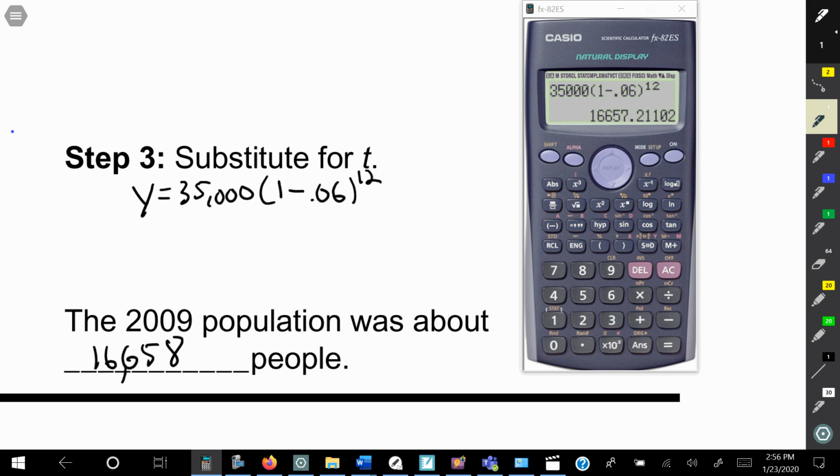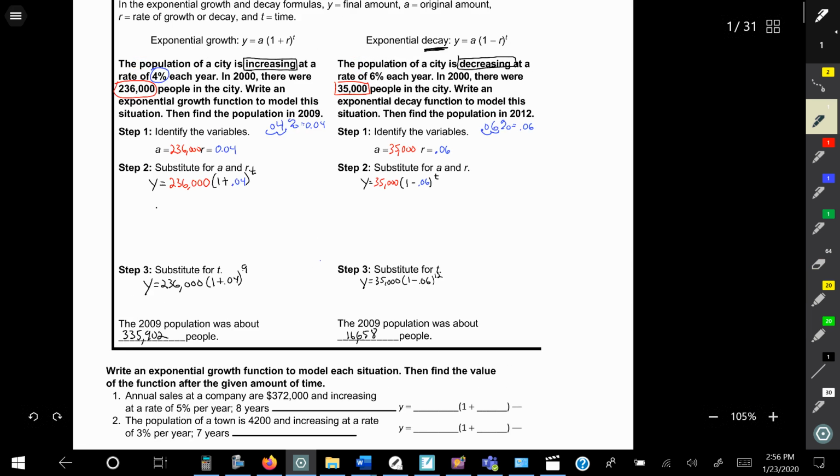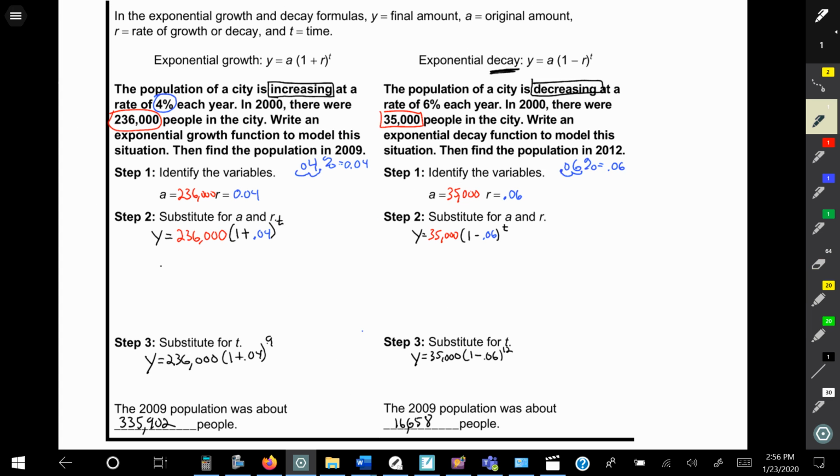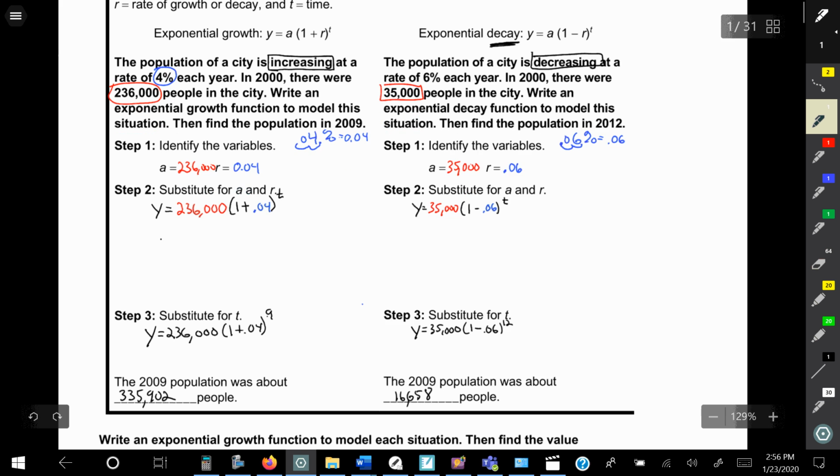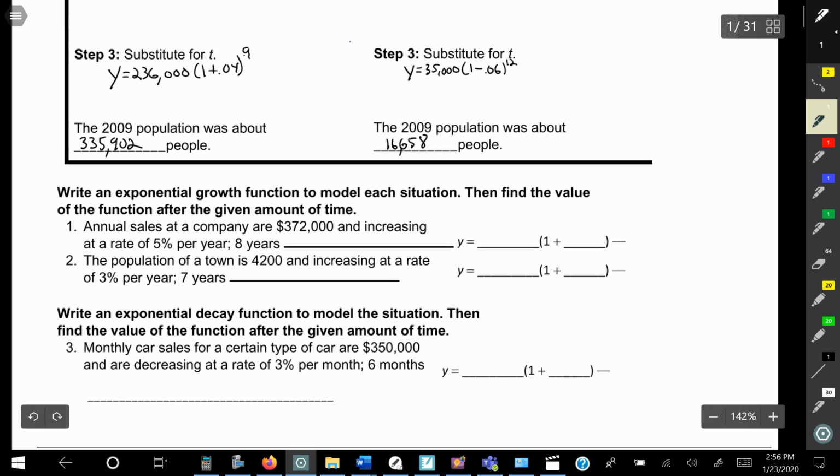So I'm going to go ahead and zoom out and take a look at the whole problem here. And just to recap, the first thing you want to do is figure out if it's growth or decay, and then identify your variables, the original point and the rate. Then you plug it into the correct formula. Then you plug in the year or the time that you're looking for, and then you type in the calculator to figure out your answer. Okay, now take a look at these three problems and see if you can solve these.